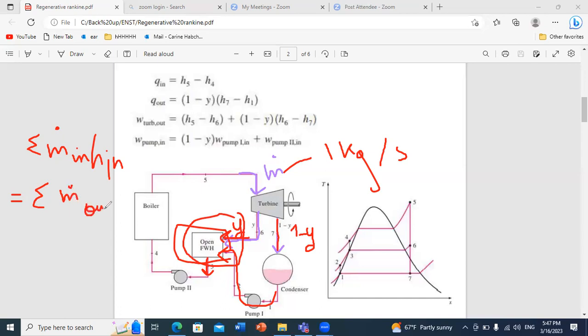Doctor, so Q and W are both zero in the heat exchanger?